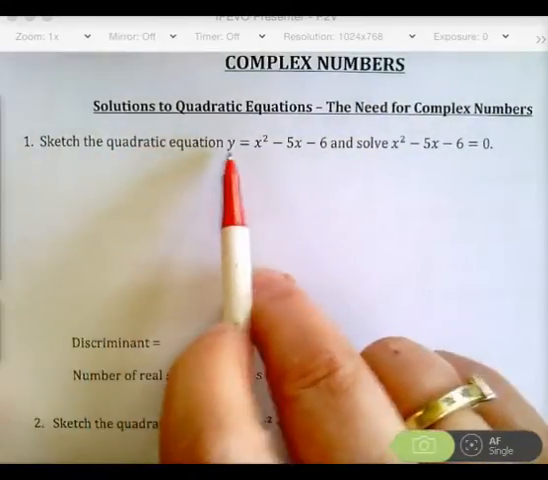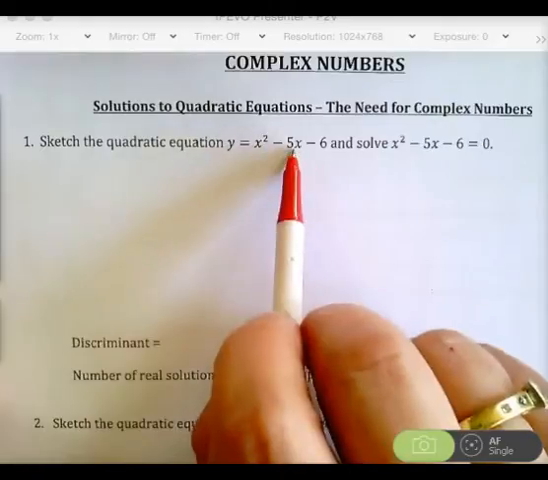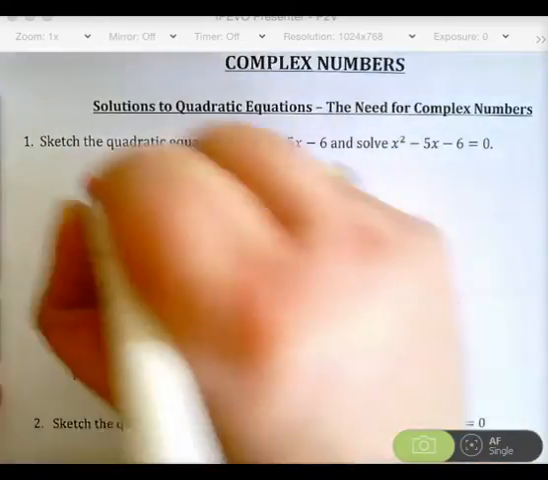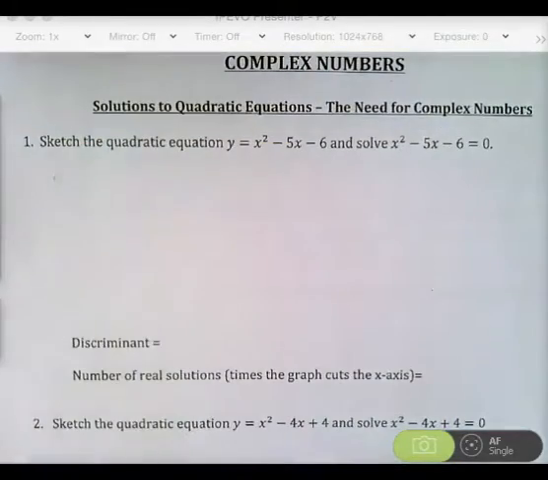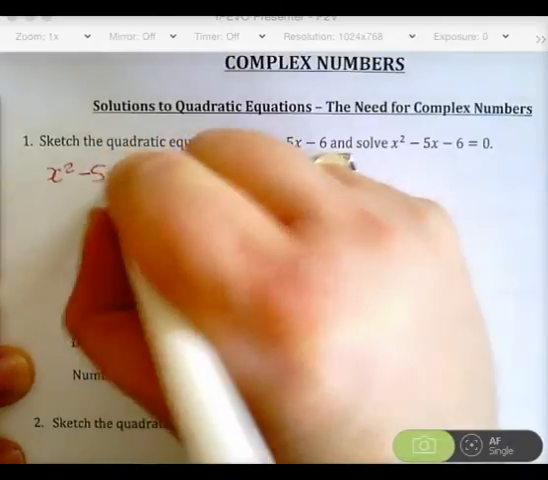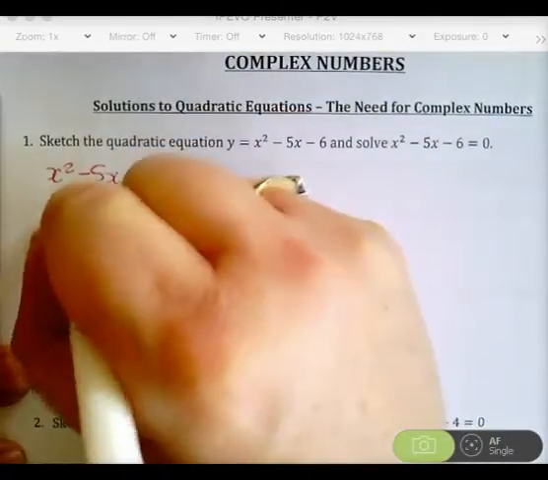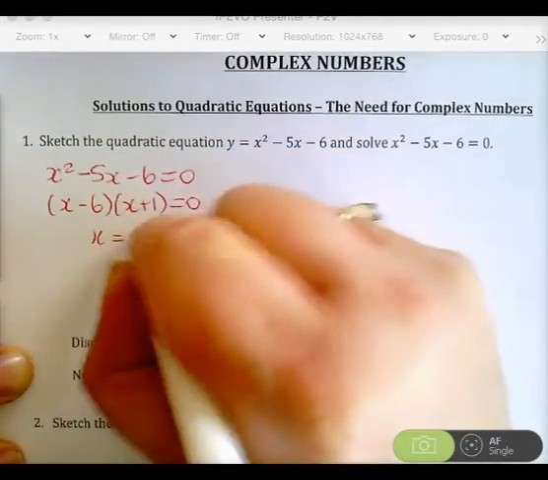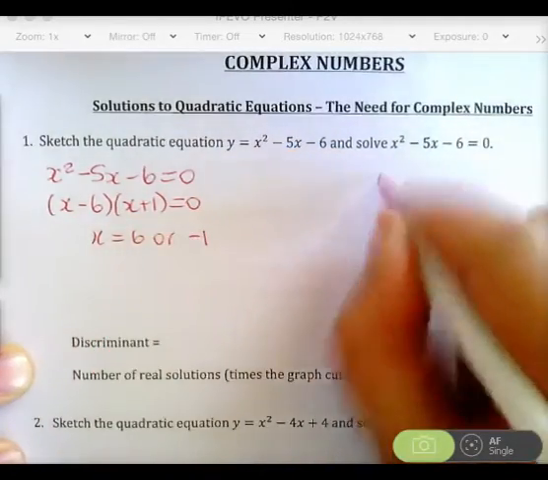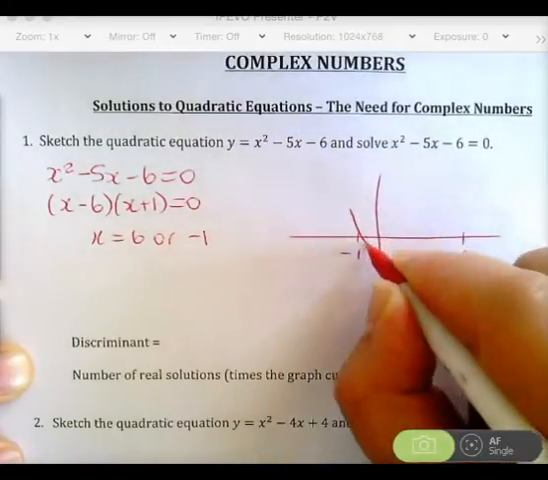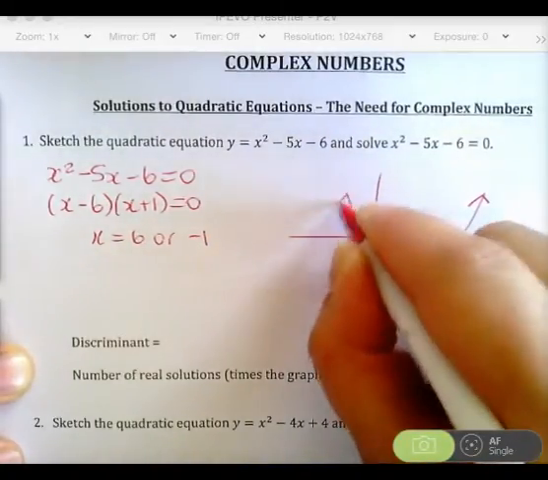If we want to sketch the quadratic y equals x squared minus 5x minus 6 and solve x squared minus 5x minus 6 equals 0, I'm just going to factorise that first. Factorising, we get x minus 6 times x plus 1 equals 0. Therefore, x is 6 or negative 1. If we sketch that, our roots are negative 1 and 6. It's concave up. It looks like this.